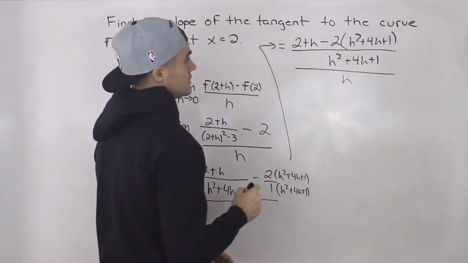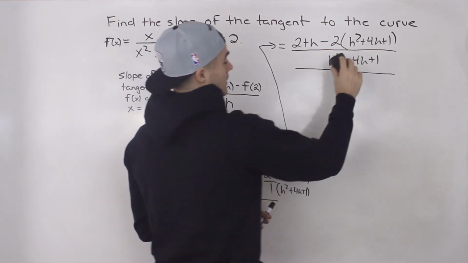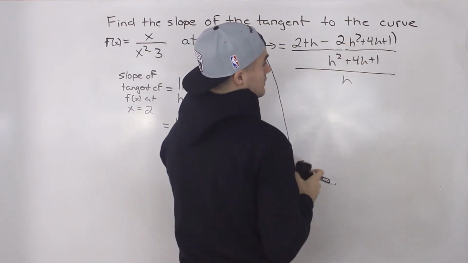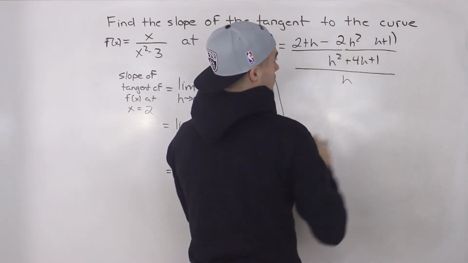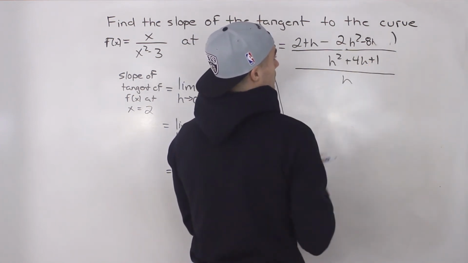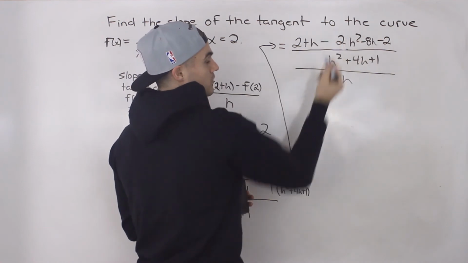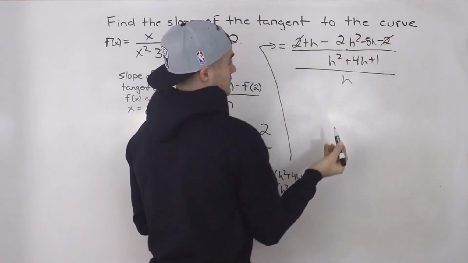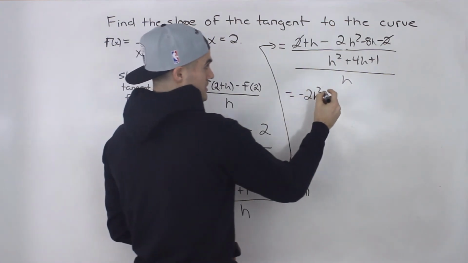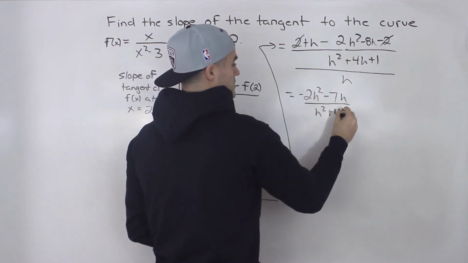Okay, so if we distribute that negative 2 inside the bracket, what would we have? We'll have negative 2h squared. This 4h would turn into a minus 8h. You can write this on another line, I'm just writing it up here to save myself some room. And then this positive 1 would turn into minus 2. So if we distribute that negative 2 inside the bracket, we would end up with that expression. Notice that the 2's cancel out, and then we'll be left with negative 2h squared, h minus 8h gives us negative 7h, all over h squared plus 4h plus 1.